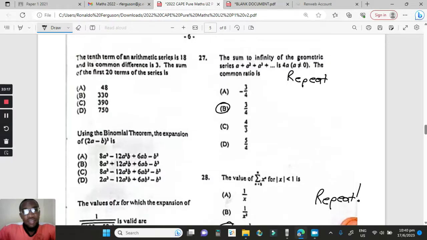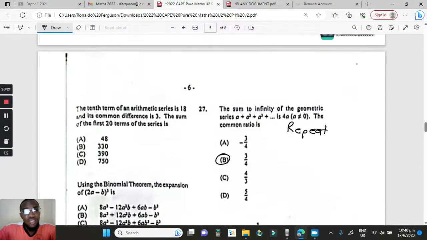The 10th term of an arithmetic series, they said the 10th term, which is T10, is equal to 18. The common difference is 3. So remember, the 10th term is a + 9d, and the common difference is 3. So this is 3, so a + 9 times 3.